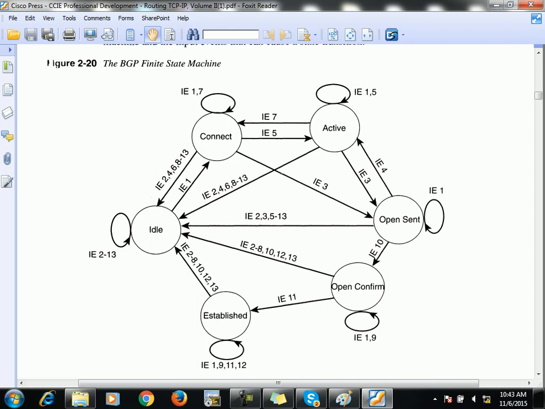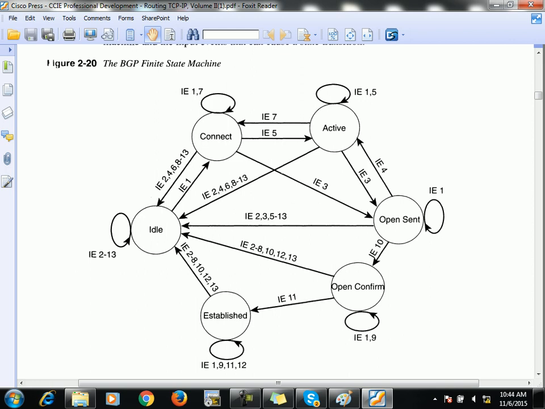So in active state, input event 3 can occur, which means, let's say your TCP connection has now formed successfully, your transport connection has now opened. So from active it will move into open sent state, but from active it can move back into connect state as well. But in which condition will the BGP neighborship move back from active into connect state?